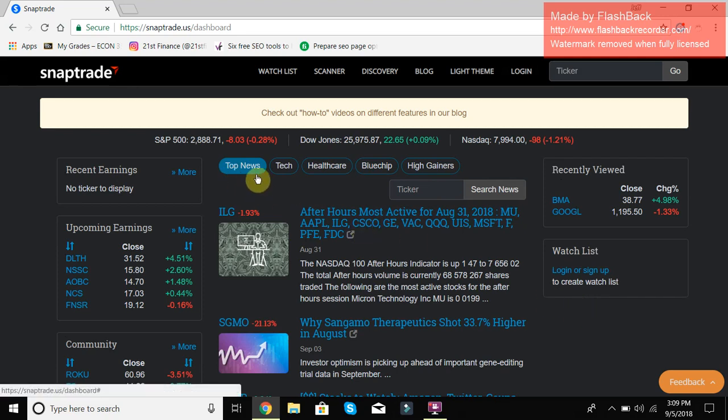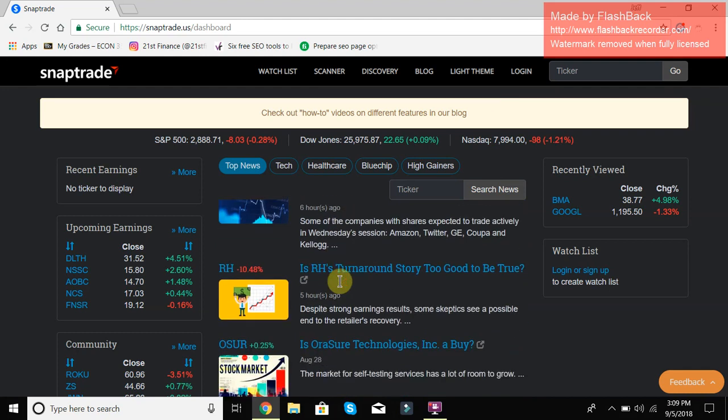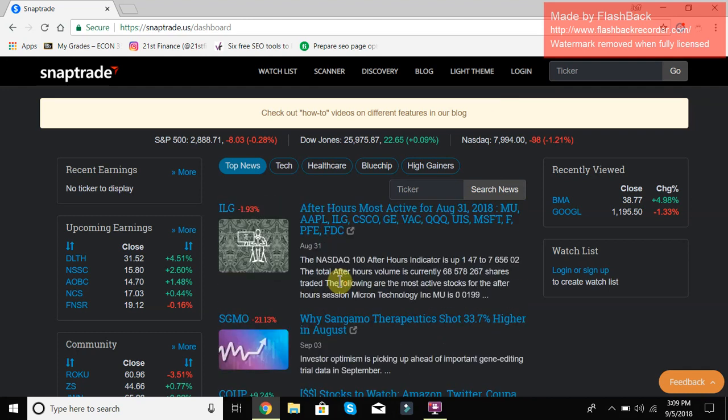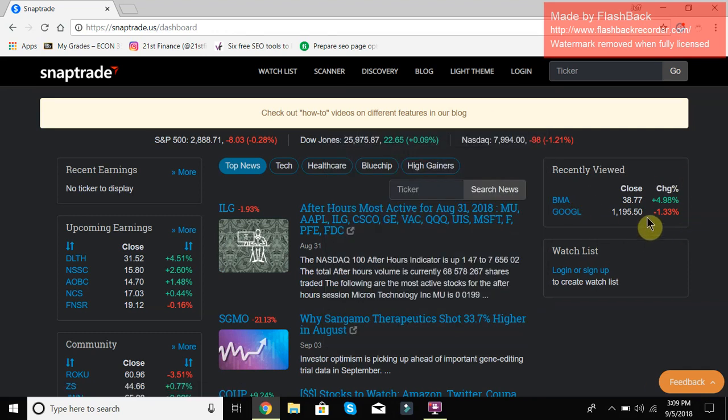You'll see here up at the top, you can break it down to what kind of stocks you're looking for, companies, what market sector you're looking at. The first thing you'll see is news for all sorts of stocks that you may watch. They will actually update this depending on the stocks you're looking at. On the right side, you'll see recently viewed. I actually looked at Google's stock. They'll give you closing prices, percent changes for the day, just simple data like that.